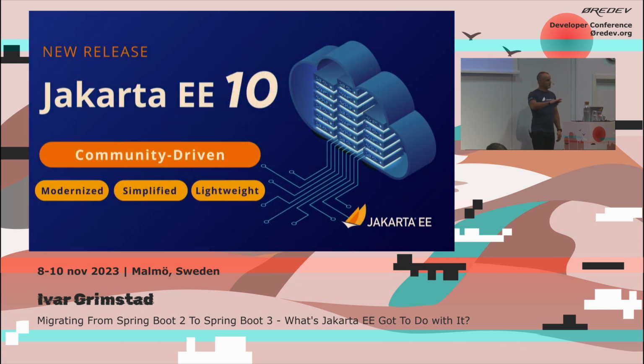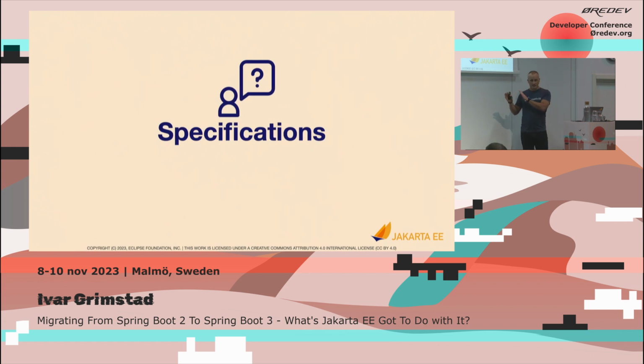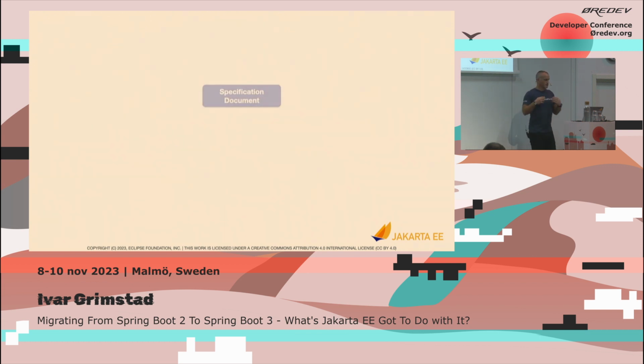Before I go into the Spring part, I just want to give a little background on Jakarta EE, and you'll see why Jakarta EE is important for Spring. The current release of Jakarta EE is Jakarta EE 10, and it was released in September last year, so it's about a year and a month old. And Jakarta EE, like Spring, is a framework. Jakarta EE is about specifications, and I'll go through the difference there.